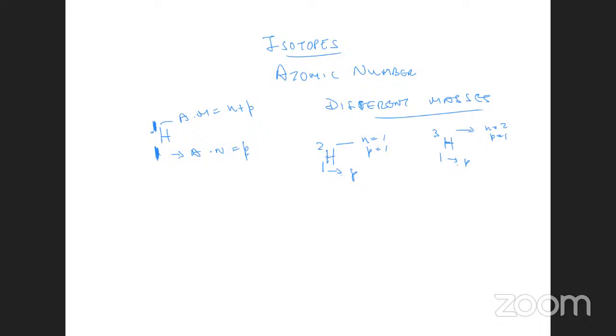Because it's an atom, it is neutral, so it will have the same number of electrons. But if it is an ion, then the number of electrons would change: if it's an anion, more electrons; if it's a cation, fewer electrons. We have done that video already.